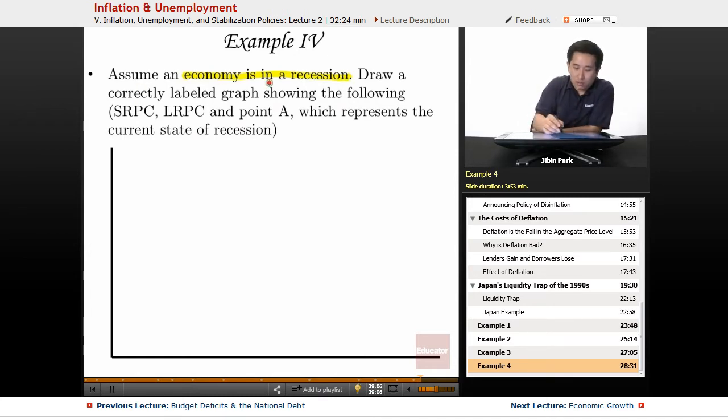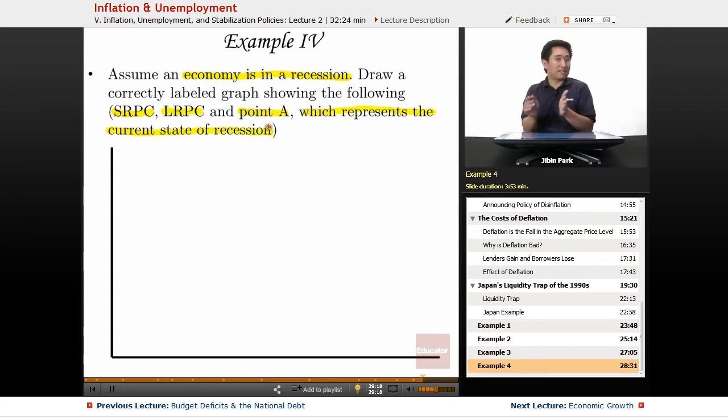So assume an economy is in recession, draw a correctly labeled graph showing the following: the SRPC, LRPC, and point A, which represents the current state of recession. So there's going to be multiple answers, but you have to be on the correct side of the LRPC. So it's either to the right or to the left. So let's graph to see which one would be the correct answer here.